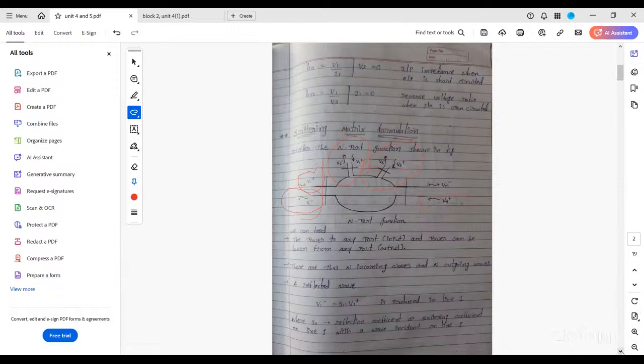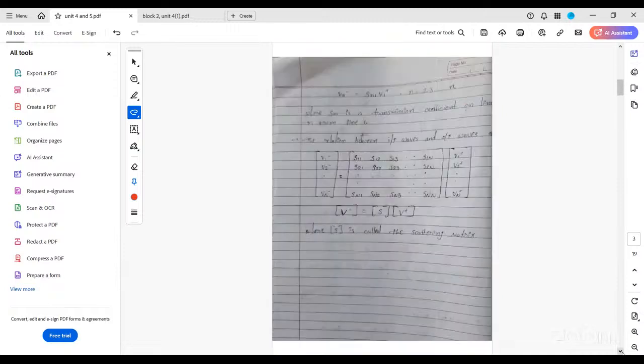The reflected wave for line 1 is represented as V1 minus equal to S11 times V1 plus. What is S11? S11 is the reflection coefficient or scattering coefficient. Here we will call S11 the reflection coefficient or scattering coefficient. Similarly, I am writing for Vn minus: Vn minus equal to Sn1 times V1 plus.